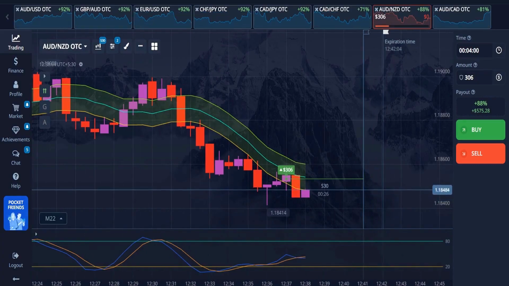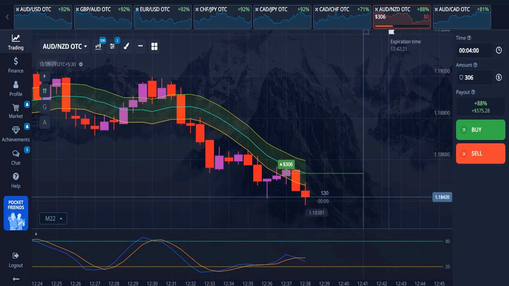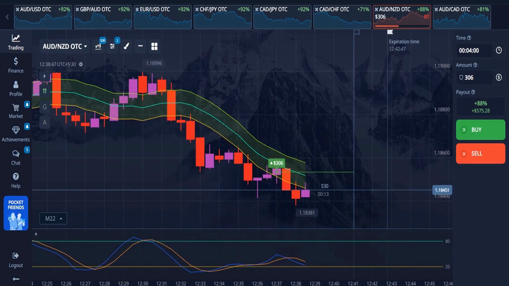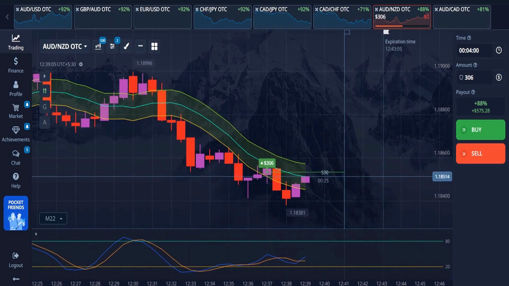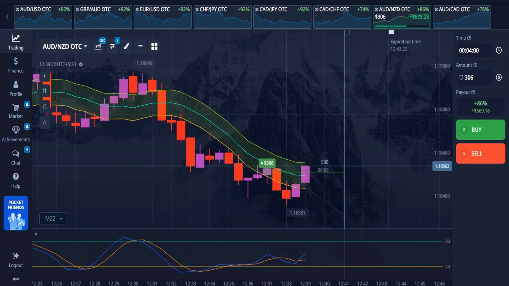Next, we look at the stochastic oscillator. Notice how the blue and orange lines have crossed each other at the bottom of the range, near the 20 level. This signals potential upward momentum, but we don't rush. We wait for confirmation. And right here, we got a bullish candle forming just after the stochastic crossover. That's our go-ahead signal for a buy trade.